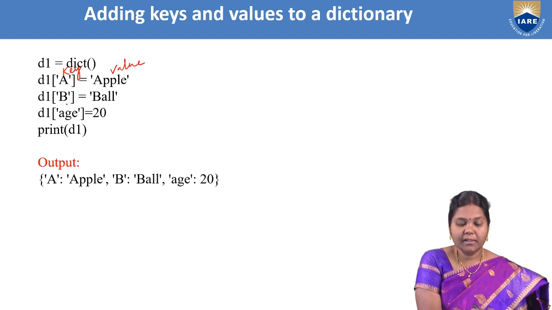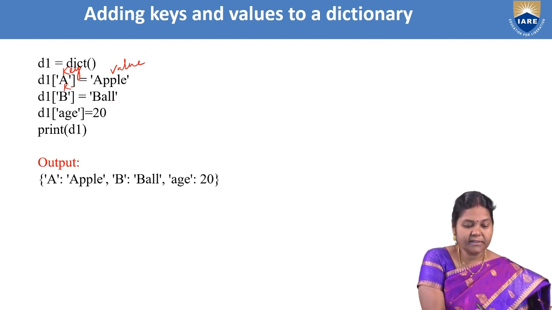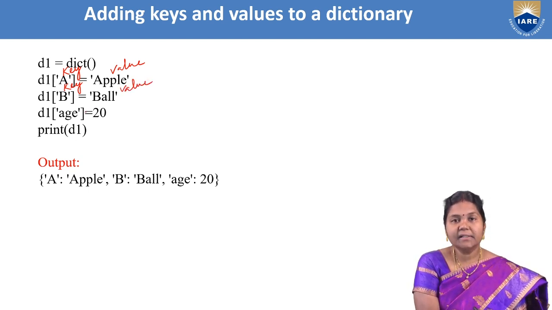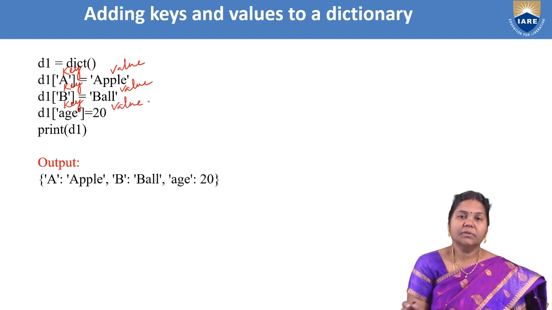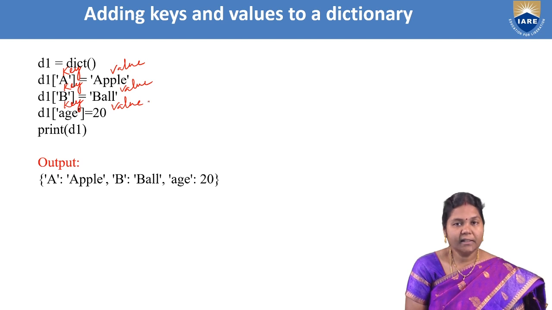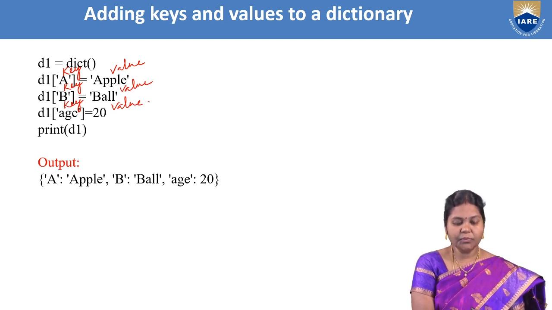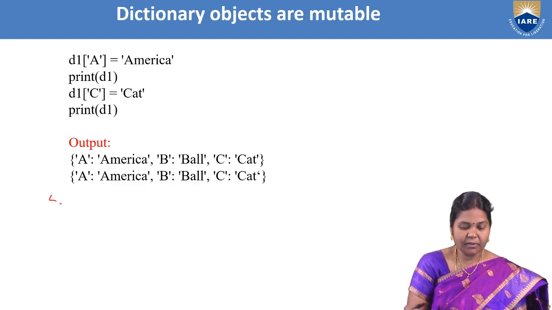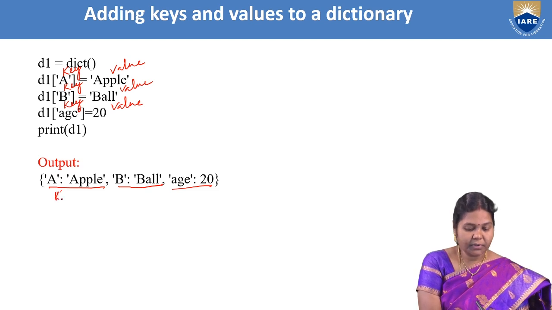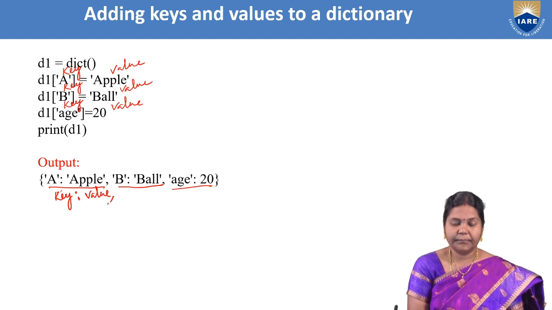Similarly, D1 of B is equal to ball. Here B is the key and ball is its associated value. D1 of age is equal to 20, where age is the key and 20 is the value. This is the manner in which you can add key value pairs to a dictionary. If you print the dictionary, you can see the output: this is the first key value pair, this is the second, and this is the third. You can see that the key value pairs are separated by commas, in the format key colon value.